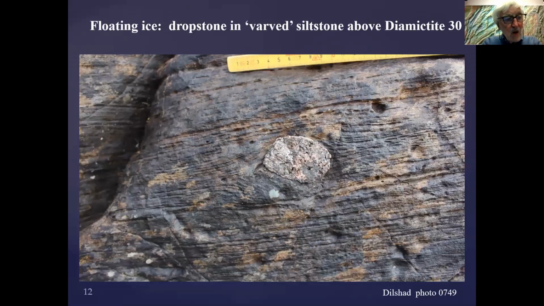We think that most of the diamectites were deposited from grounded ice, but at a few stratigraphic levels there is evidence of floating ice, such as this dropstone. You will hear about many more glacial geology features in Lecture 4 by Doug Benn, Mike Hambry and Jordan Mertes.